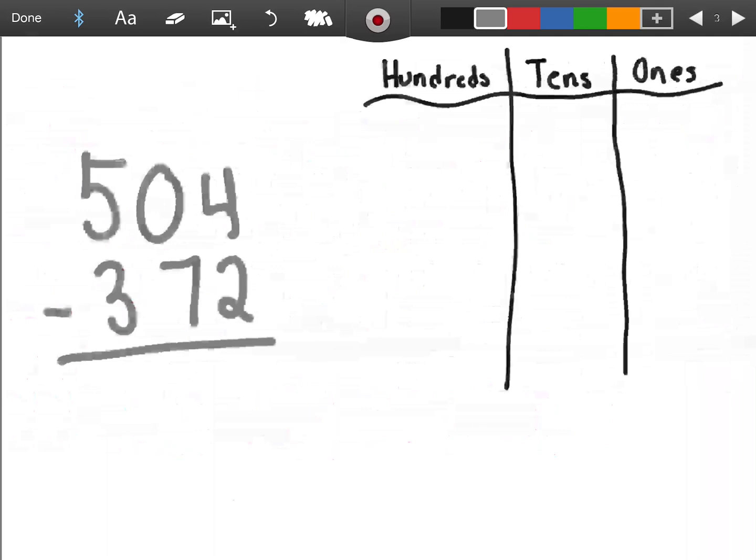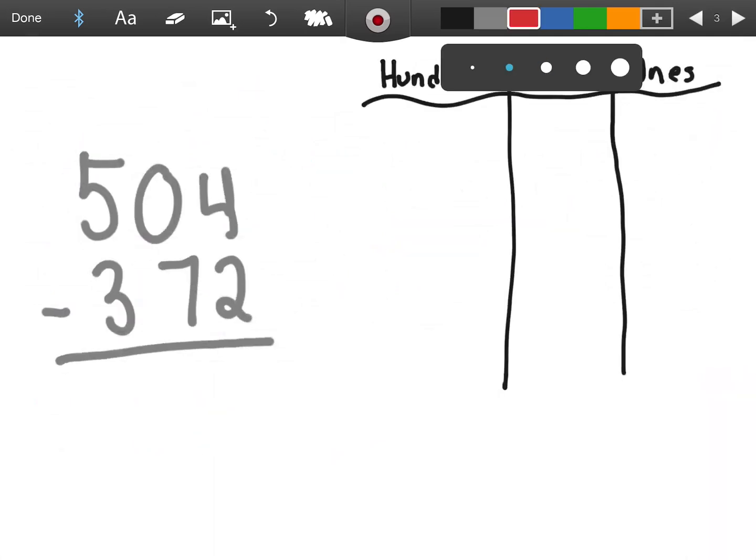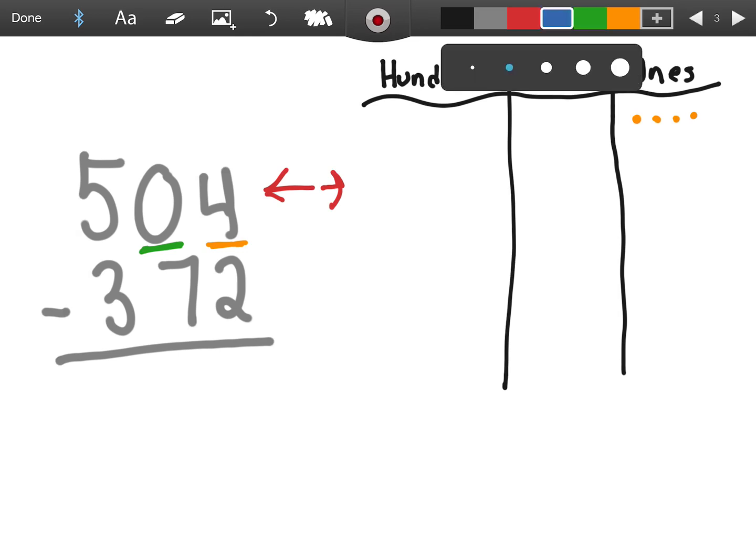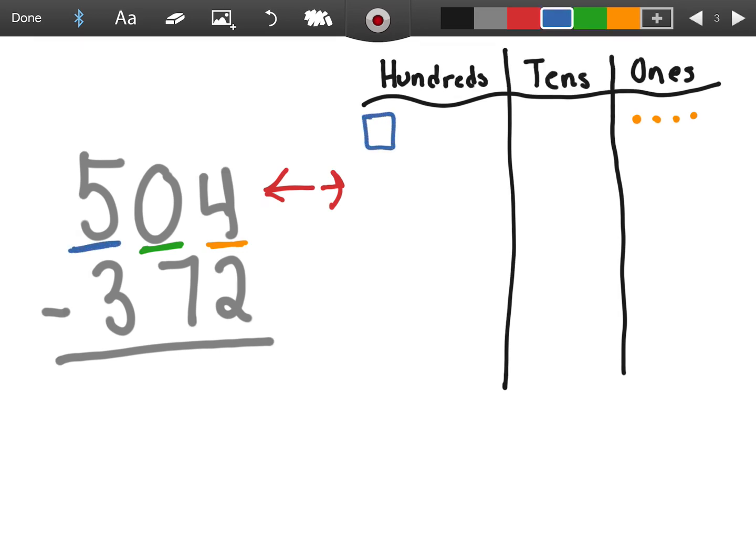So let's try this example together first. So we're going to do what we've been doing all week. We're going to look at 504 and draw it into our chart. So I'm going to look at the ones place, my second grade friends, and I'm going to put 4 ones into our chart. I'm going to then look at the tens place, and there are no tens, so I don't have to actually draw anything over there. And then there are 500, so I'm going to go ahead and draw 500s.